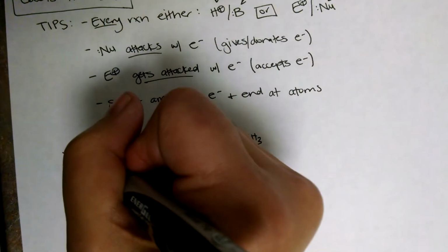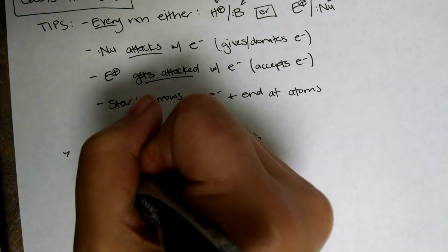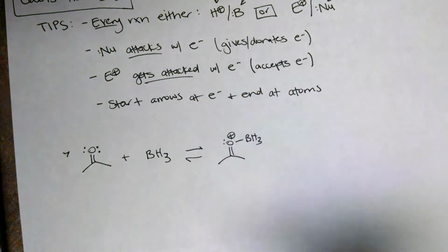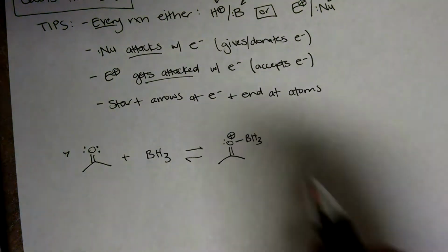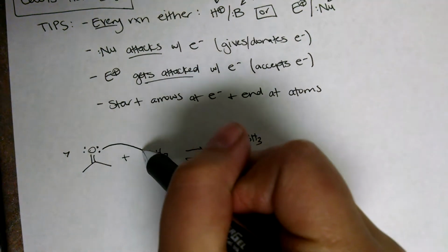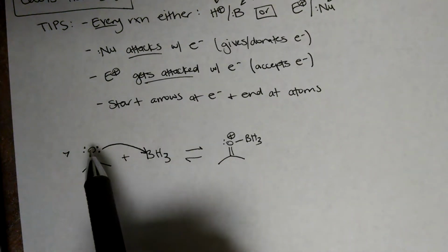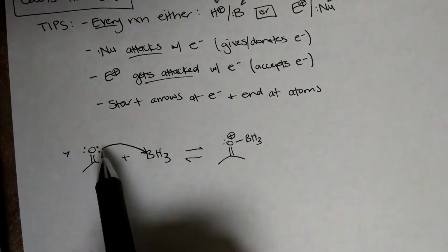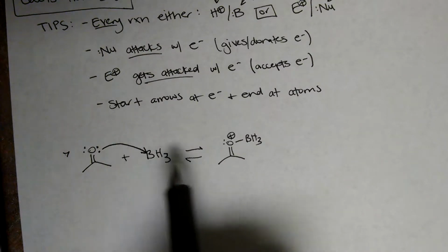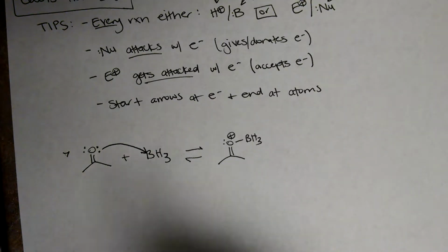The bottom line is we don't know much about boron, but we do know a lot about oxygen, and we've seen oxygen do a lot of attacking. And so that's what's going to happen. The oxygen is going to attack the boron, and in doing so, we take these two electrons that were on the oxygen, and now we're going to share them between the oxygen and the boron. So that makes a bond.